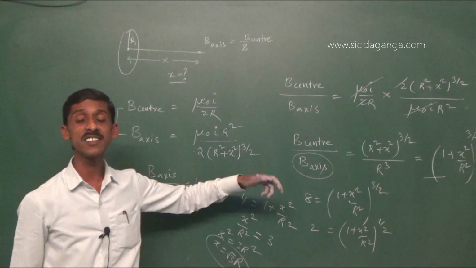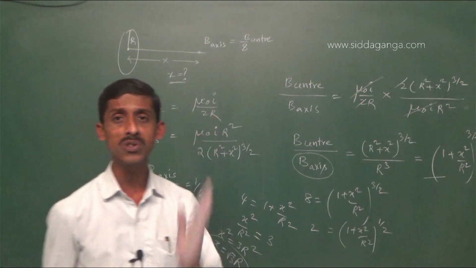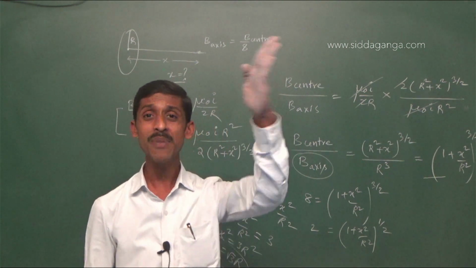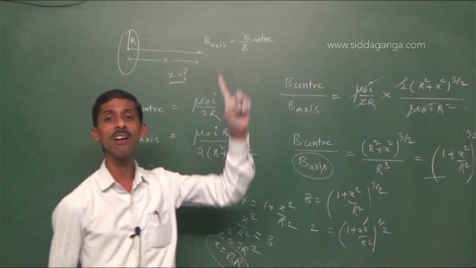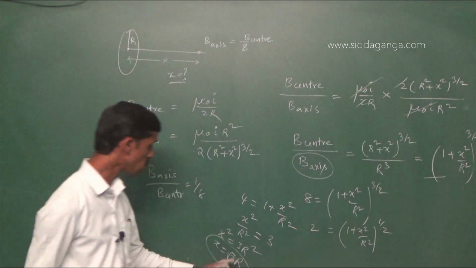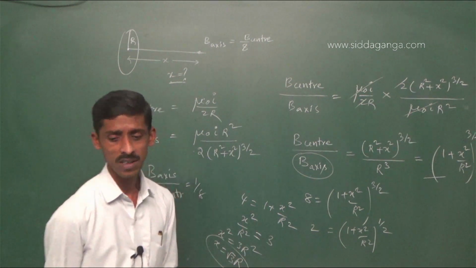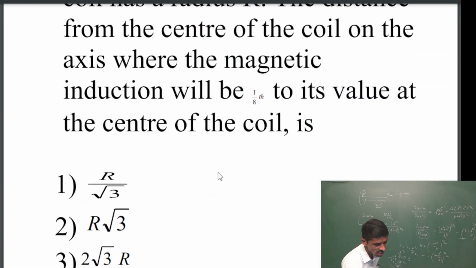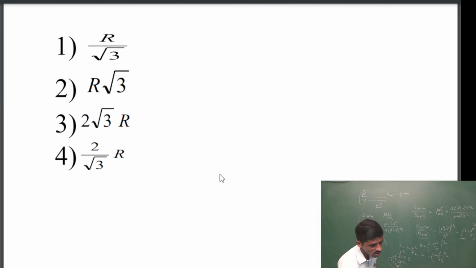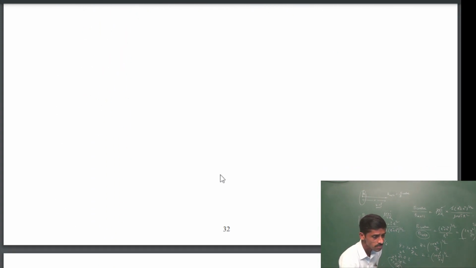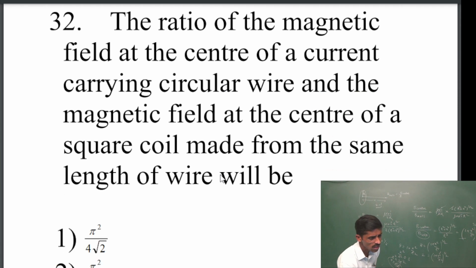So at what distance will the magnetic field be reduced to 1 by 8 times the magnetic field at the center of the coil? At root 3 r. So the correct answer is r root 3, or root 3r, second option. Question number 32.